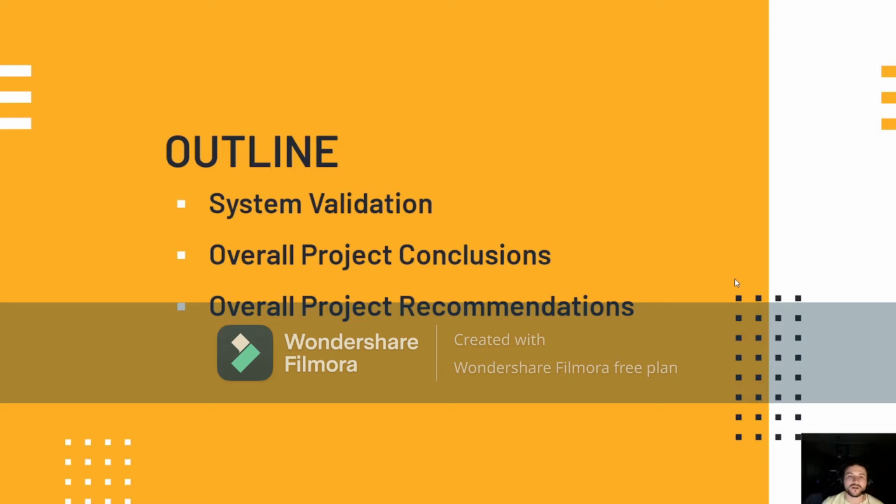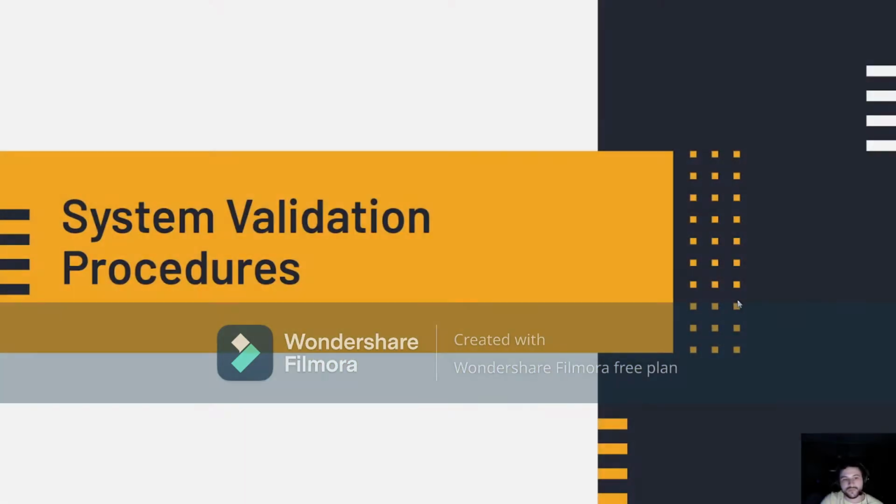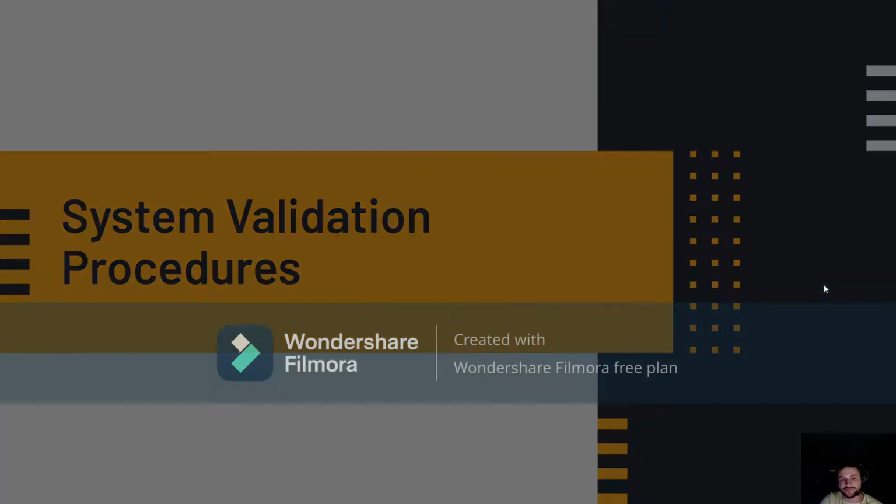For the outline, we're going to see the system validation, the overall project conclusion, and the overall project recommendations. For the system validation procedure, we're going to be evaluating 7 experiments.